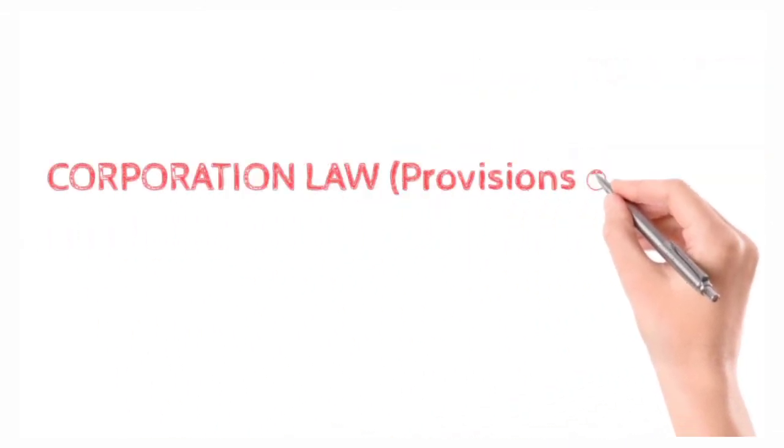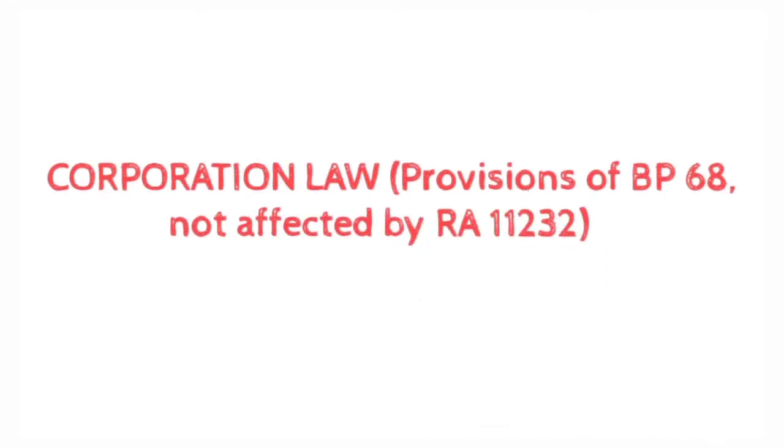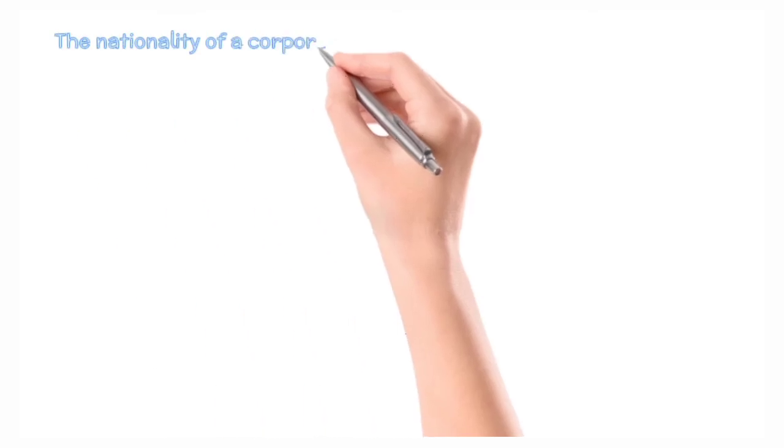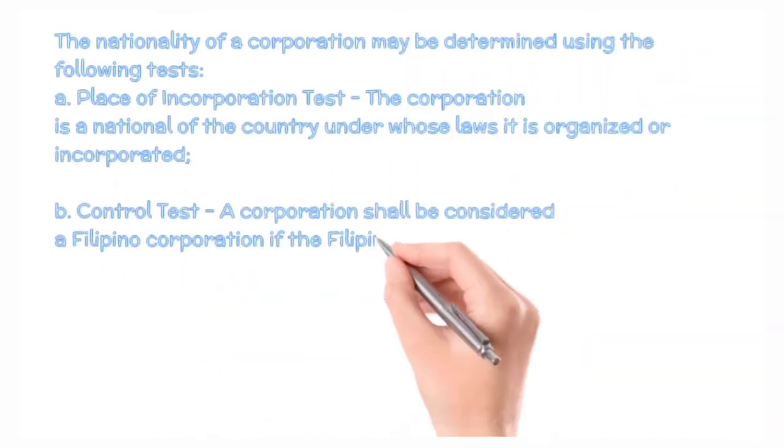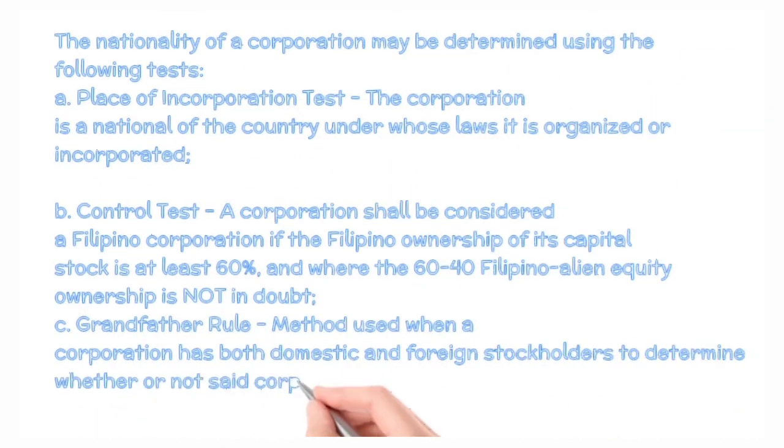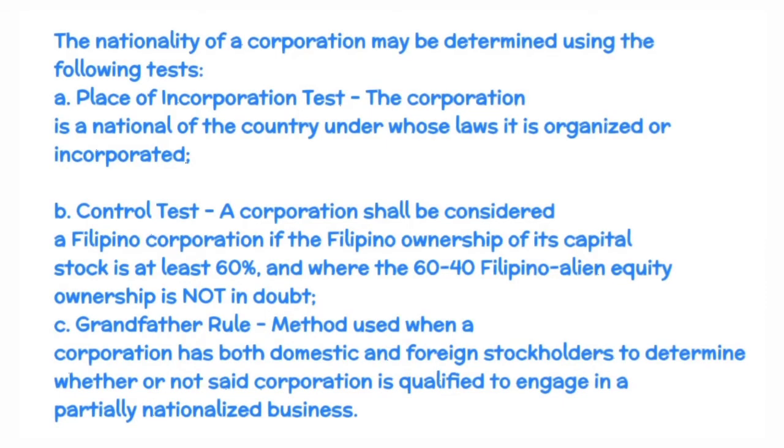Corporation law. Provisions of BP 68 not affected by RA 11232. How is the nationality of a corporation determined? The nationality of a corporation may be determined using the following tests. A. Place of incorporation test. The corporation is a national of the country under whose laws it is organized or incorporated.